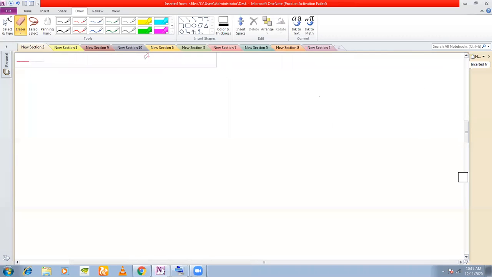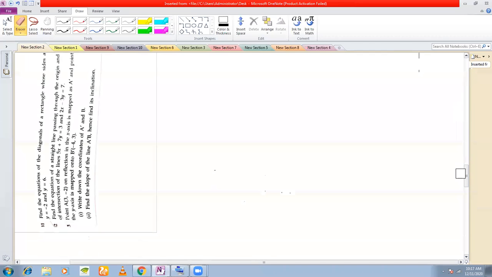Okay, so let's see 32. Question number 32 here is: find the equation of the straight line passing through the origin and through the point of intersection of the lines. So what will it look like?